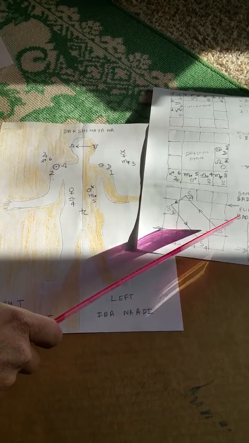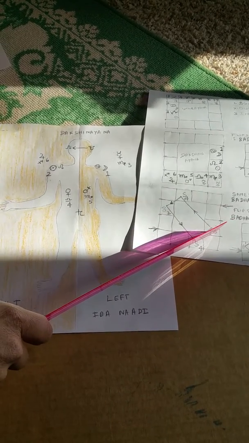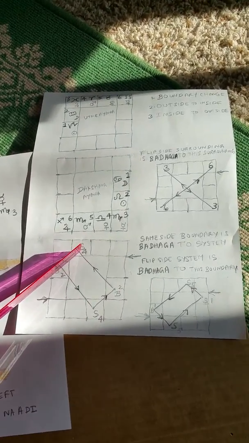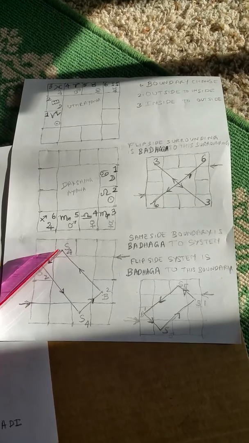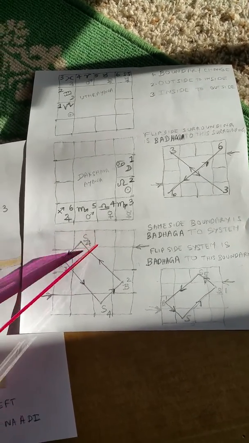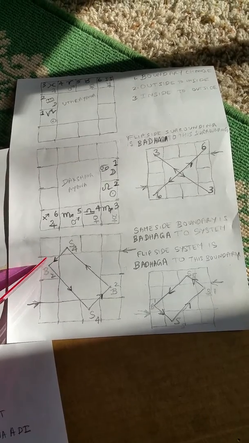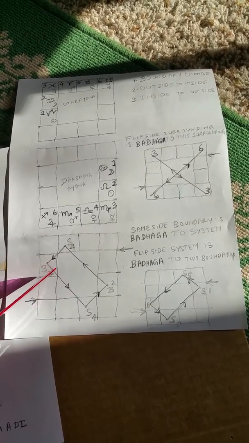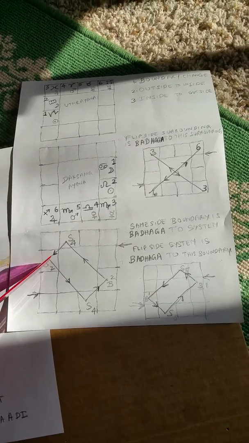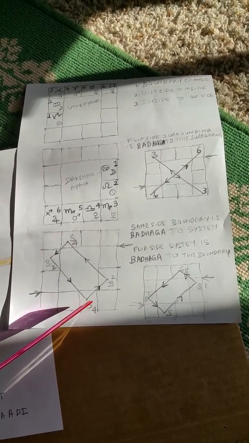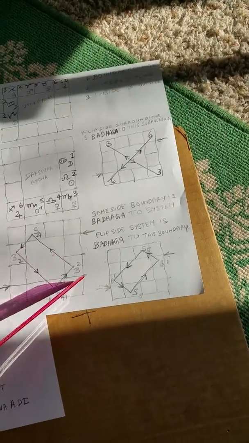For Leo, again a boundary, what is the badhagadipathi? It's the flip side system, which is Aries. For Aries, the same side boundary, which is Aquarius, is the badhagadipathi, or the trouble creator. For Aquarius, again, Libra is the badhagadipathi. So you now saw one square here.